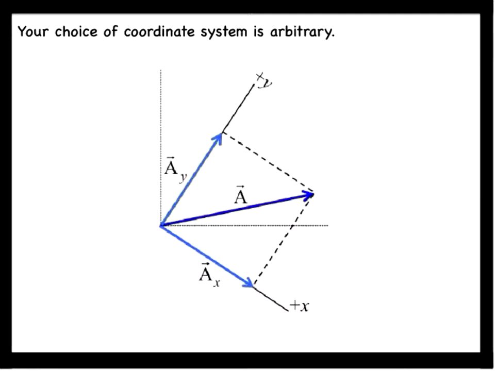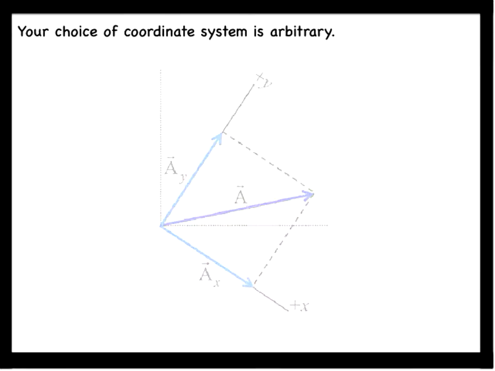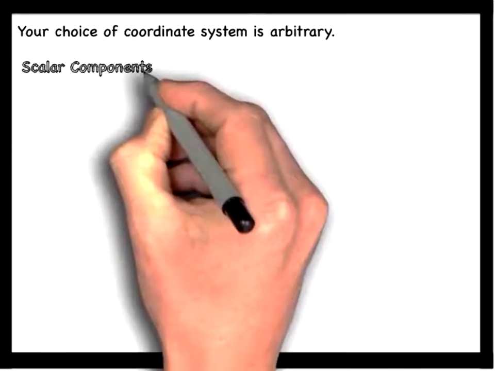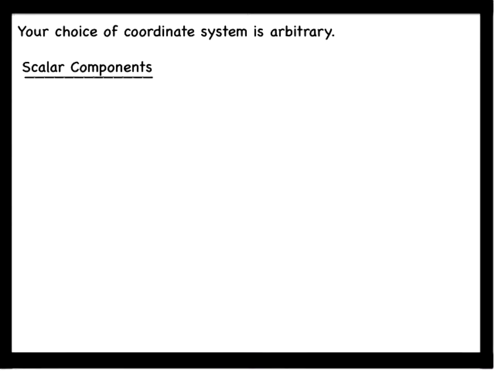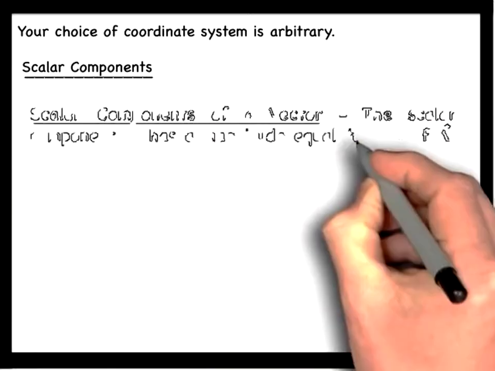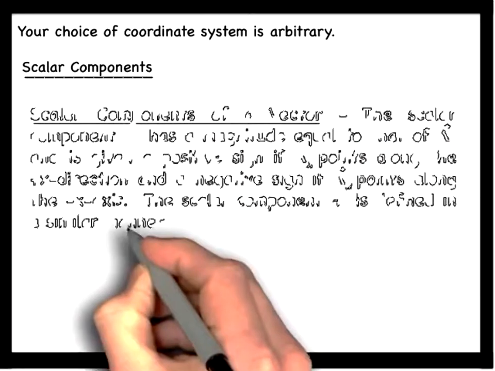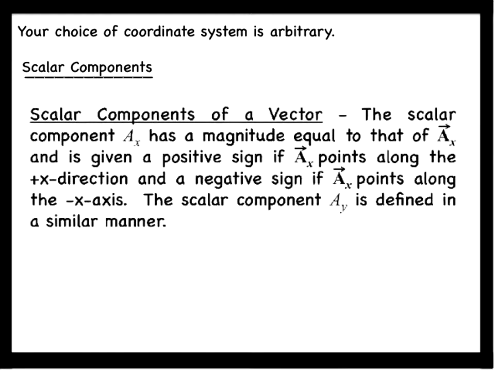While the components of a vector are vectors themselves, it is often useful to work with scalar components, which are positive or negative numbers with units, and are defined in the following way. The scalar component A sub x has a magnitude equal to that of vector A sub x, and is given a positive sign if vector A sub x points along the positive x direction, and a negative sign if vector A sub x points along the negative x-axis. The scalar component A sub y is defined in a similar manner.